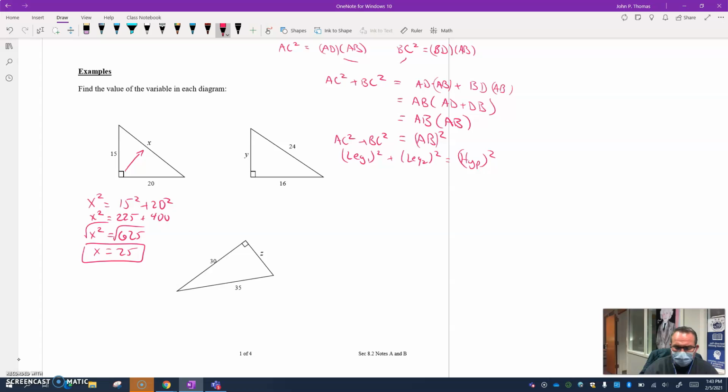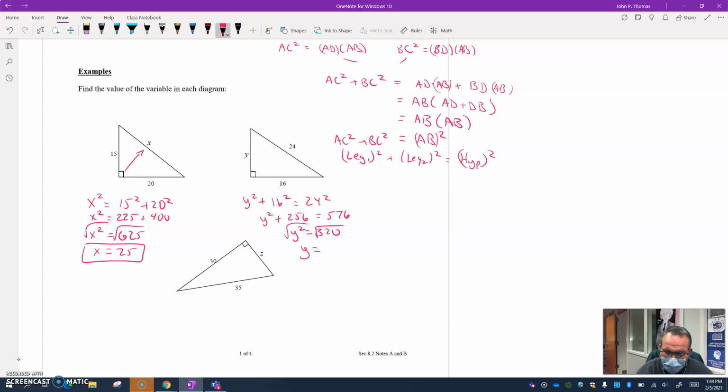All right, so that's the Pythagorean theorem. If I go to the next one, I've got leg squared, so y squared plus leg squared, 16 squared, equals 24 squared. So y squared plus, if I take 16 times 16, I get 256, and then 24 squared, I get 576. If I subtract the 256 off, I get 320. So y squared equals 320. And then we take the square root of both sides.